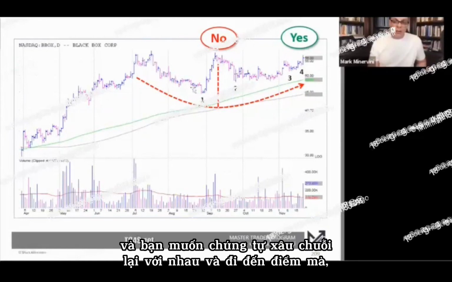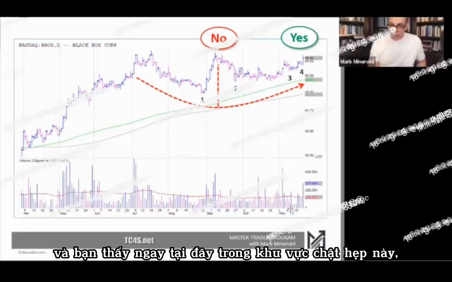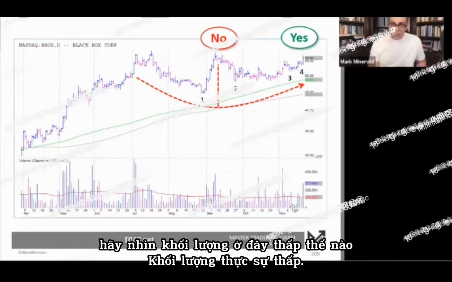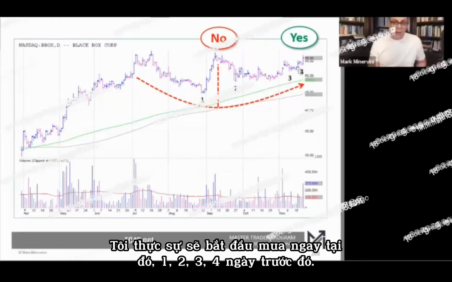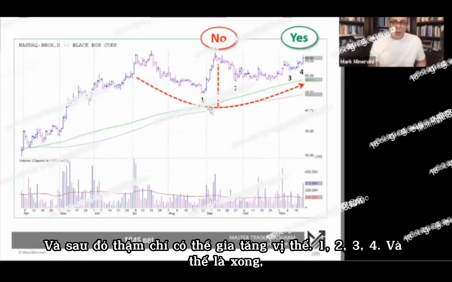And you want them to string themselves together and get to a point where, you see right in this tight area, look how low the volume is. Right there, the volume's really low. I would actually have started buying right there, 1, 2, 3, 4 days prior, and then maybe even added to my position. 1, 2, 3, 4, and there you go.